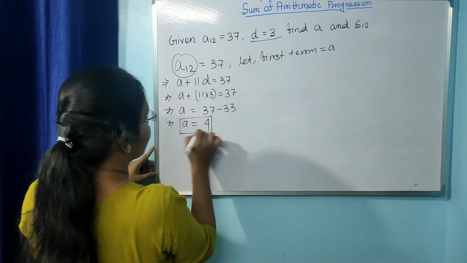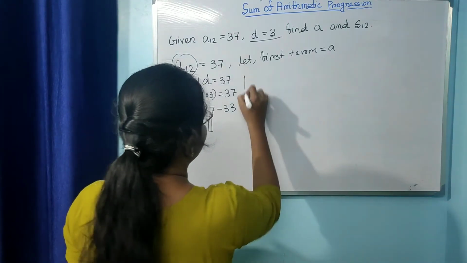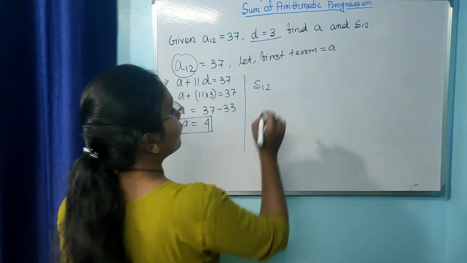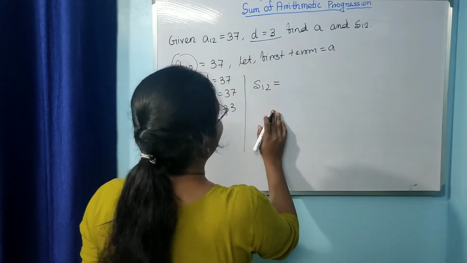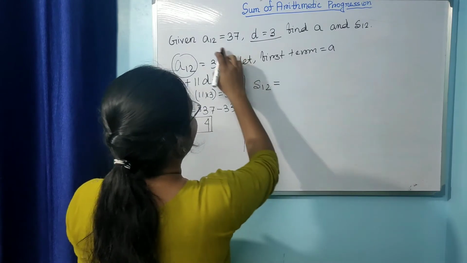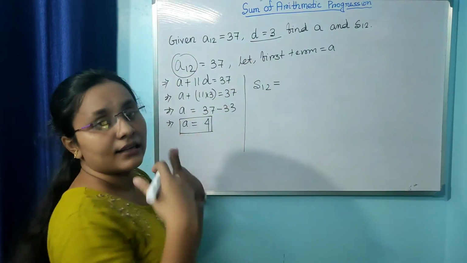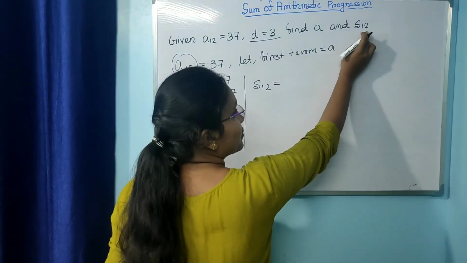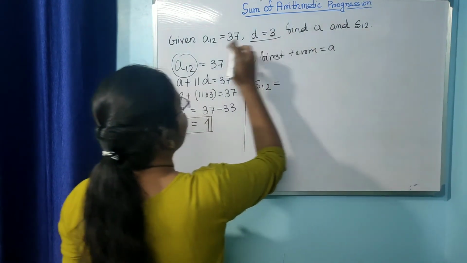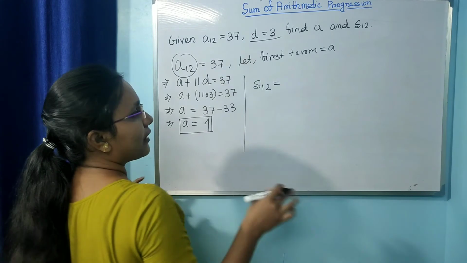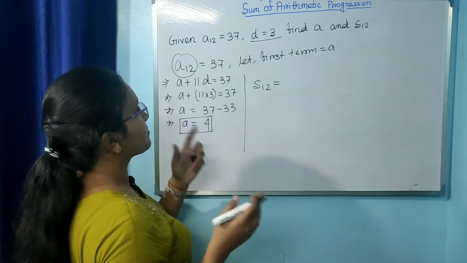So this is one answer. And the next is S12, you have to find the sum up to the 12th term. See, here you know the first term, you know the common difference, you also know the last term, because you have to find S12, right? So the 12th term is given, which is the last term. So you can apply any formula, both give us the same answer.